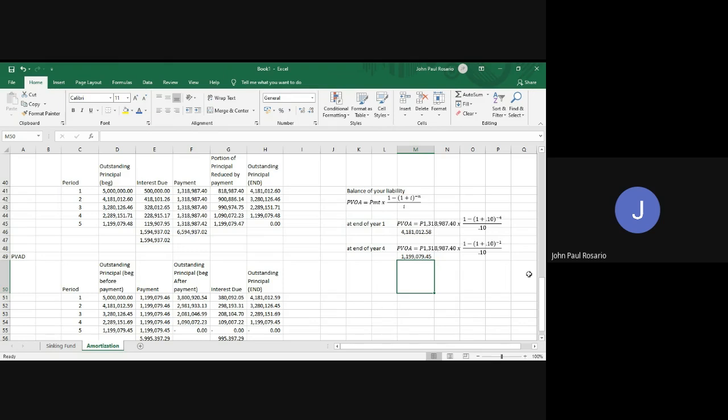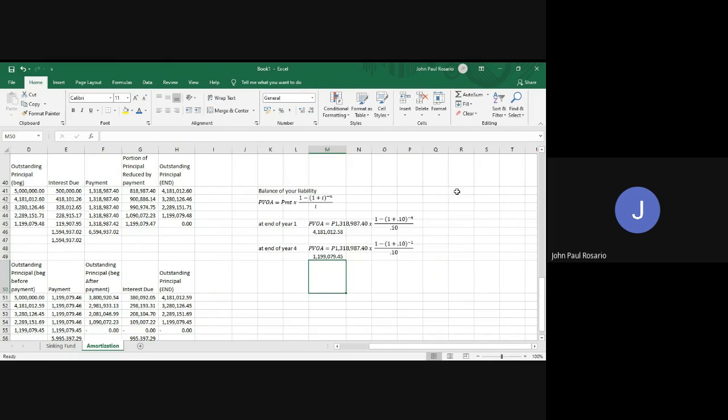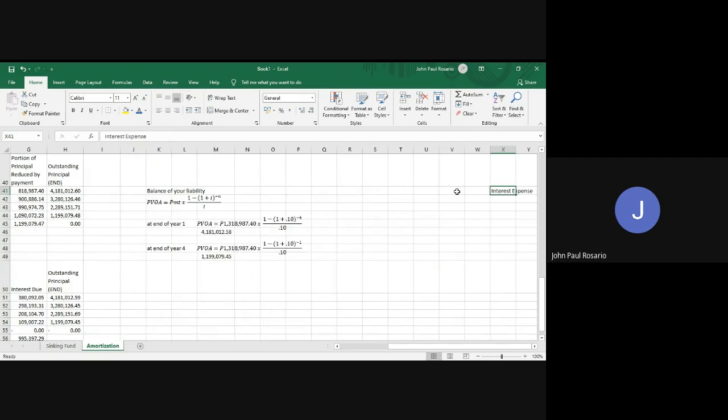Okay. Now, if the question is, what is the interest expense? Interest expense, no? So for interest expense, for example, let's just complete the balance of liability for years 1, 2, 3, 4 to go faster.